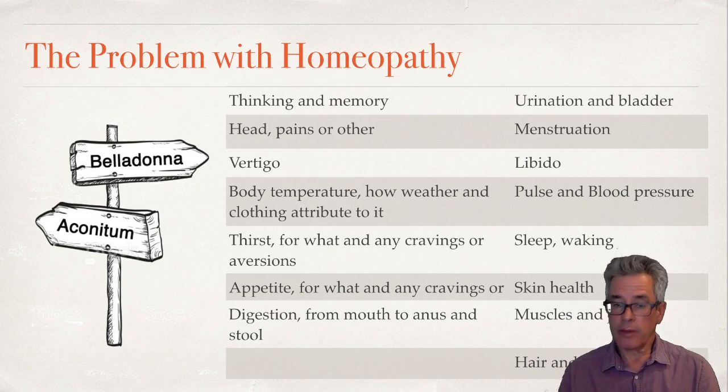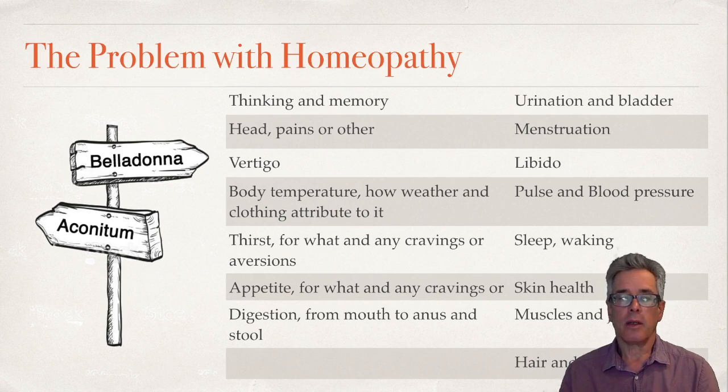Their digestion, the system itself from mouth to stool, and how it's functioning, how it's changed. Their urination and their bladder, if there are any symptoms there, any changes. Do they have a full stream? Are they able to evacuate it fully? Are they having accidents? Is there any change in the quality of the urine? How's their bladder? Is there any pain, pressure, etc.?